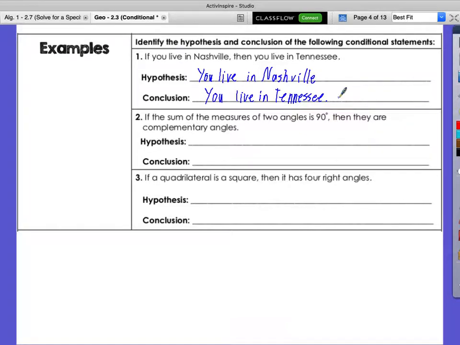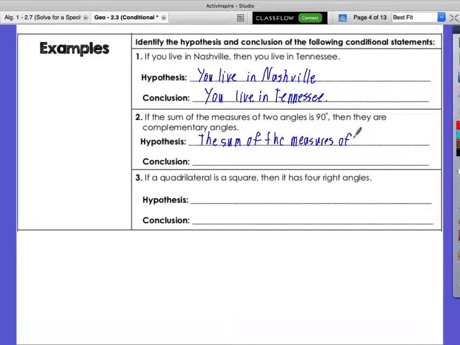Okay. If the sum of the measures of two angles is 90 degrees, then they are complementary angles. Wyatt, what's our hypothesis here? The sum of the measures of the angles. What's the hypothesis here? The sum of the measures of two angles. Very good.